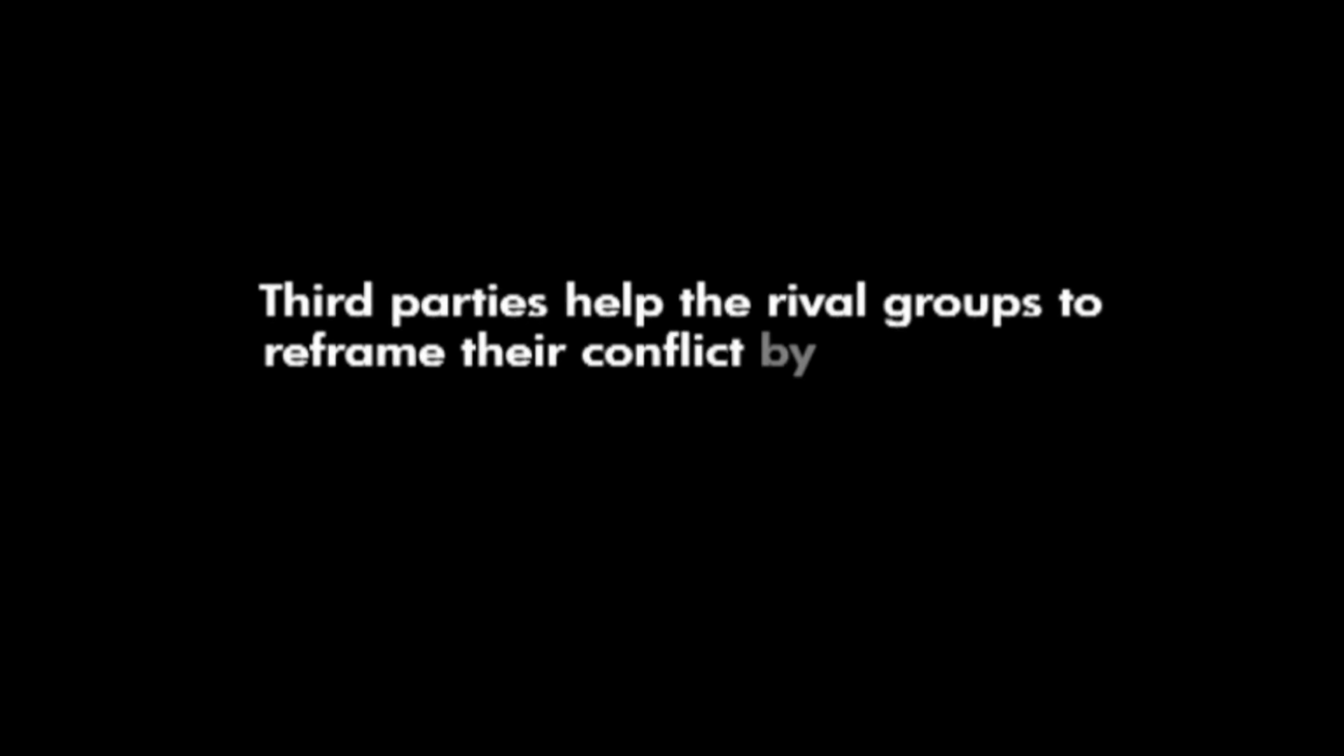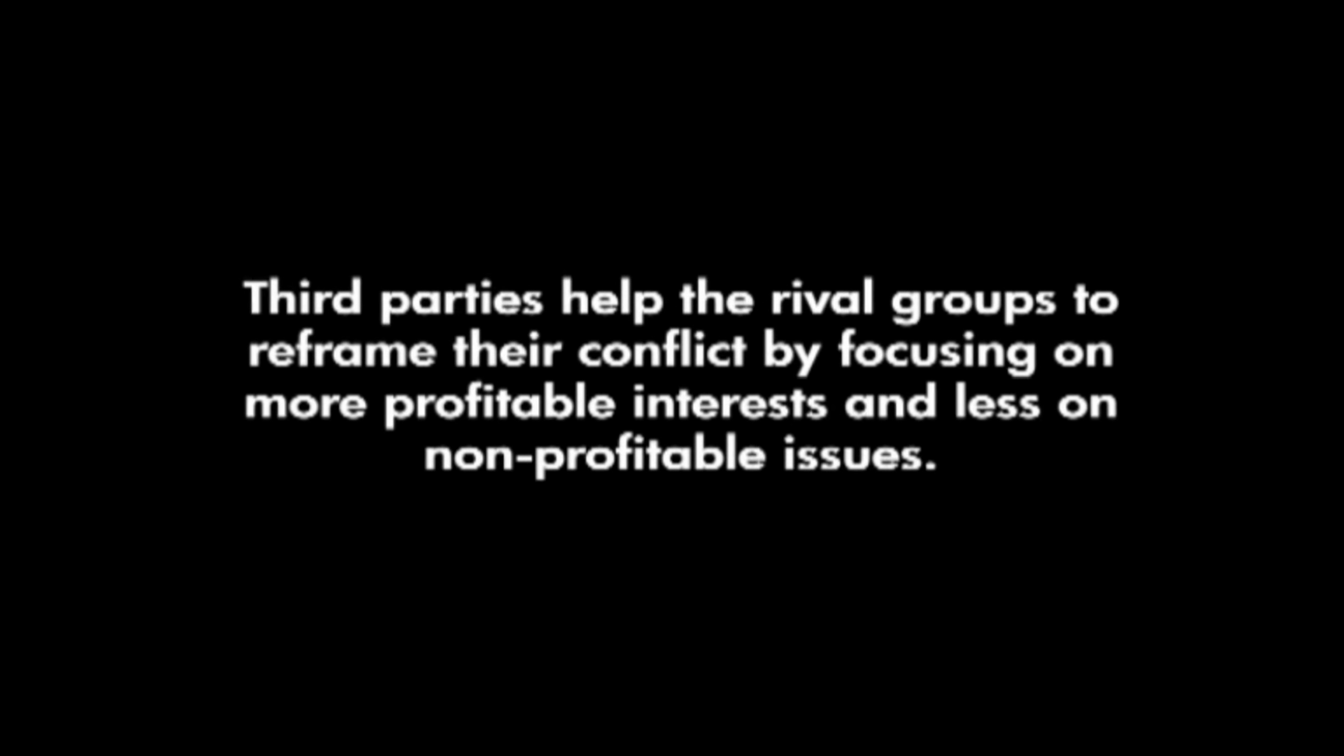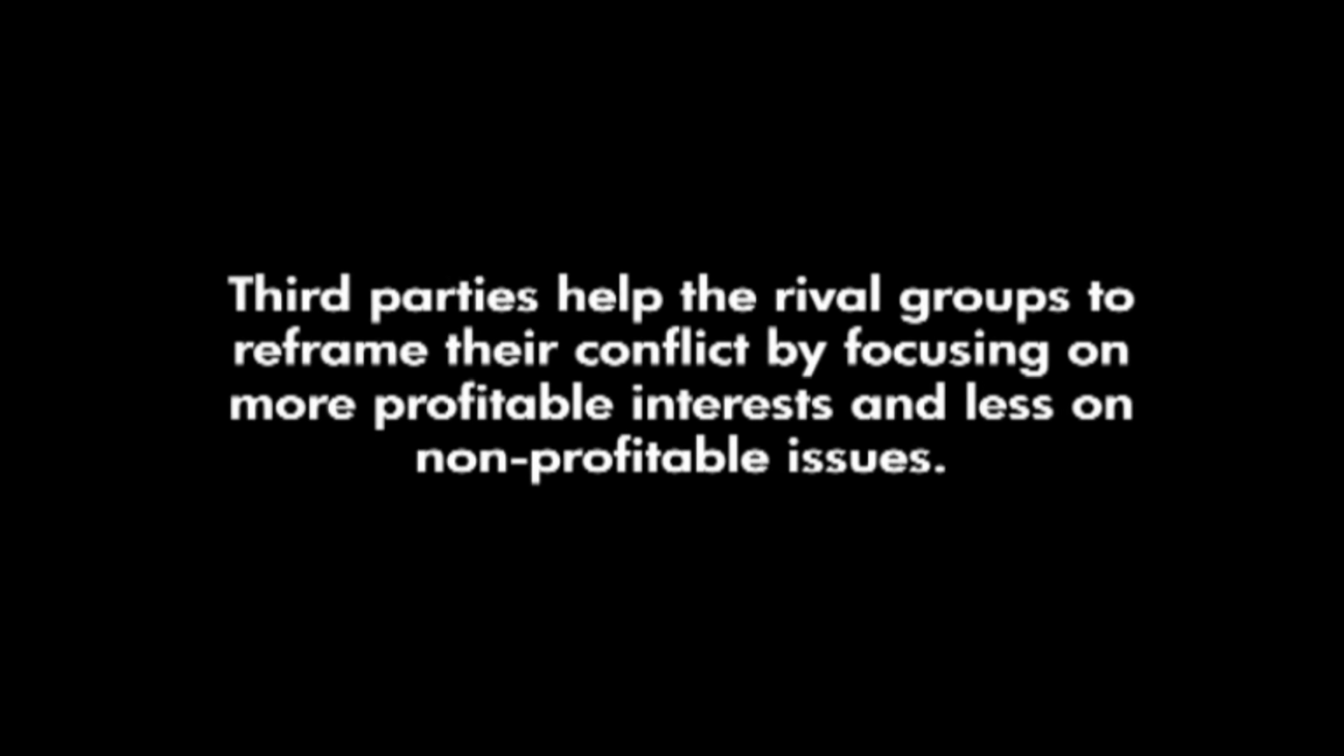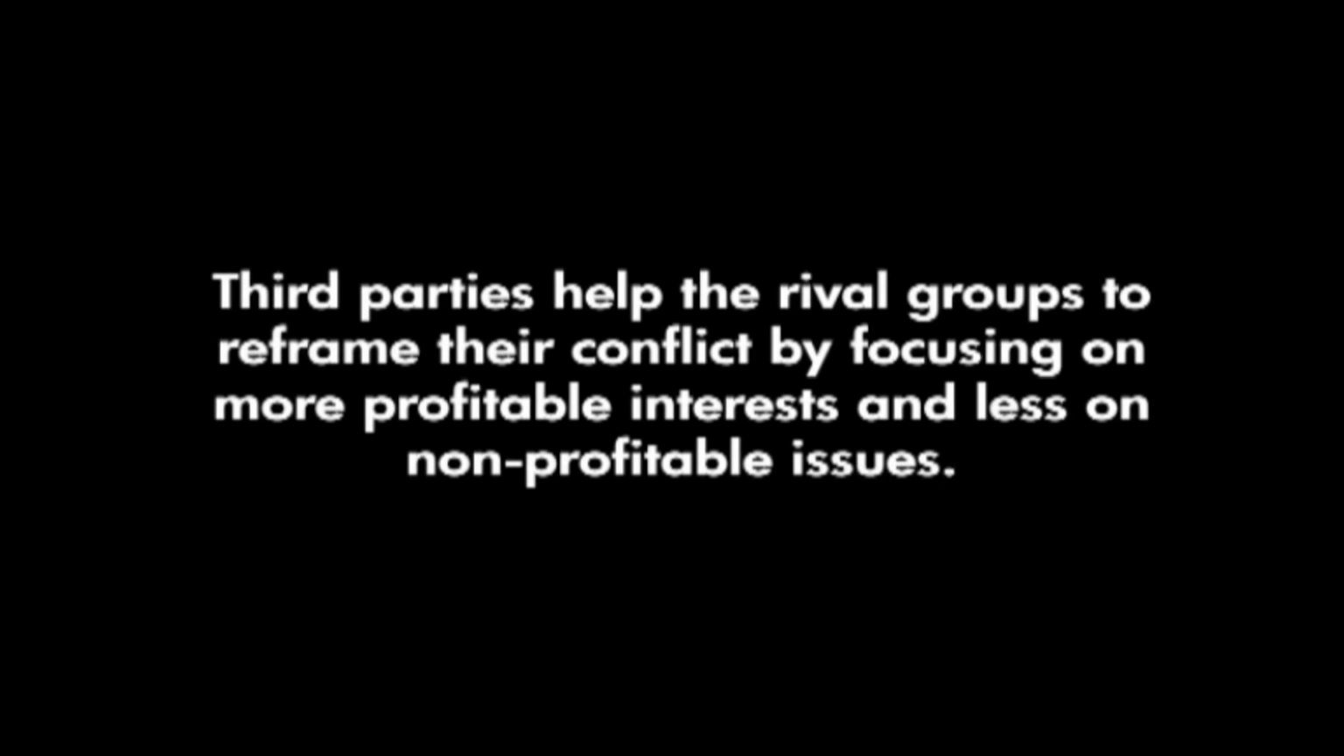You know, sometimes third parties help the rival groups to reframe their conflict by focusing on more profitable interests and less on non-profitable issues. They can also help the opposing groups to seek mutually beneficial results. Groups are encouraged to share common interests or needs. The more secure each side feels, the less the need to retaliate. So as you can see, considering the value conflict as a problem of security can help bring rival groups together to focus on something beneficial to both the groups.